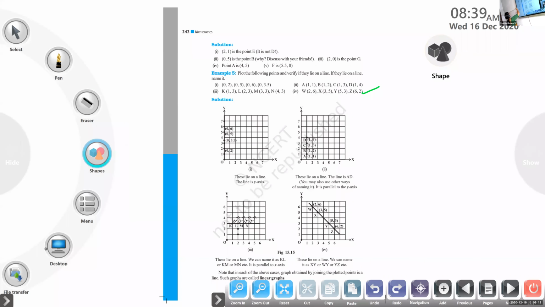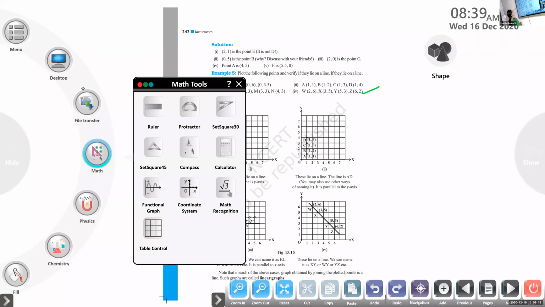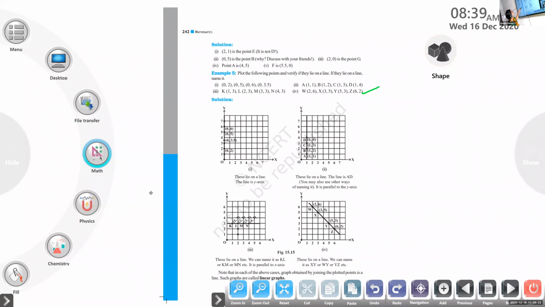Next one, let me take the graphs. Okay, children, listen. Consider this, listen, all of you. Write a question. All of you write a question. Plot the following points on graph.